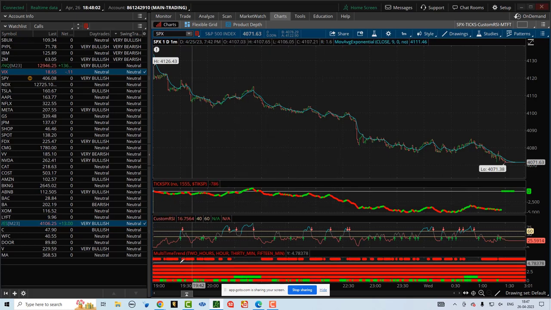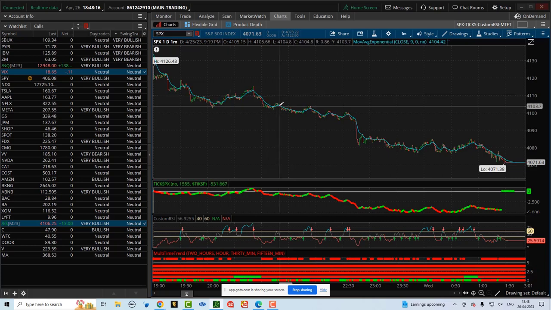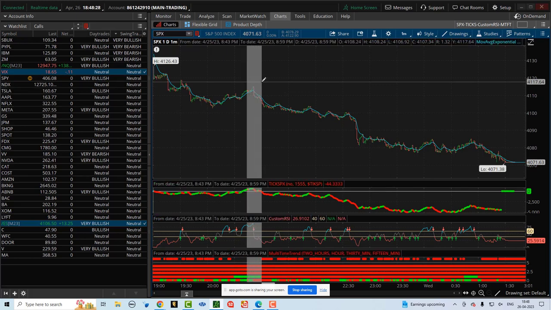And then if you look at the multi-time frame trend, which is the MTFT, you don't see any green on the master indicator at all. It's all red. So you know that this is a bearish day and you're looking for bearish opportunities. So what kind of opportunities are we looking for? You want to catch it when all of it is aligned. And I'll come to the custom RSI next. This is also very powerful. But let's just look at this little time frame here to begin with.